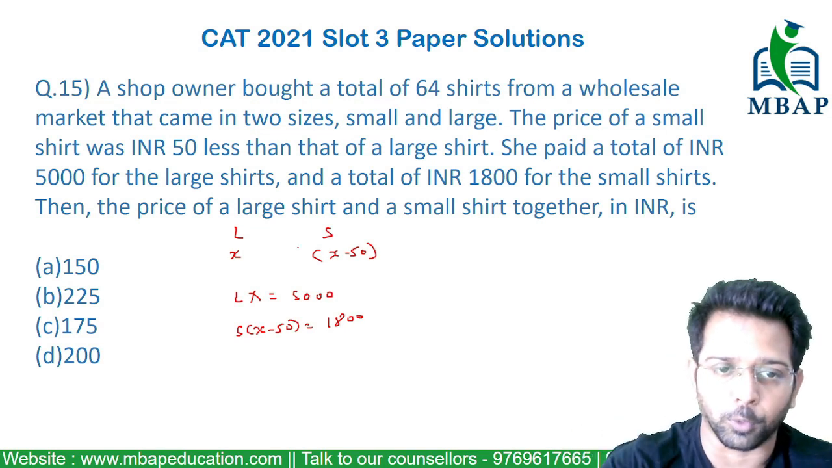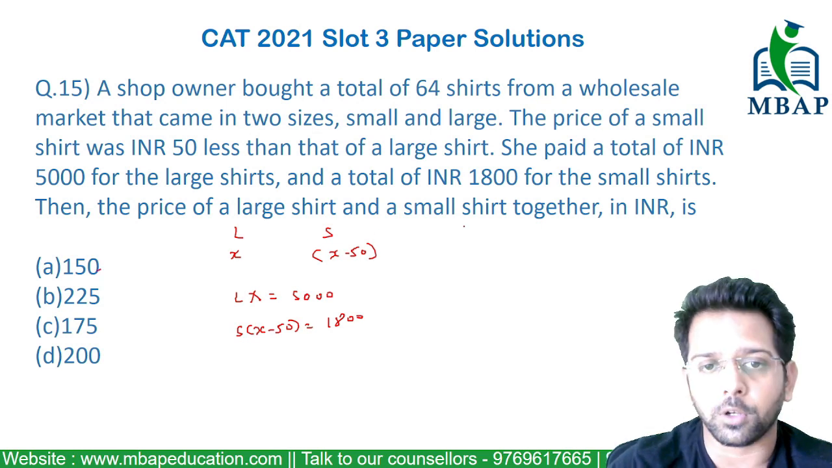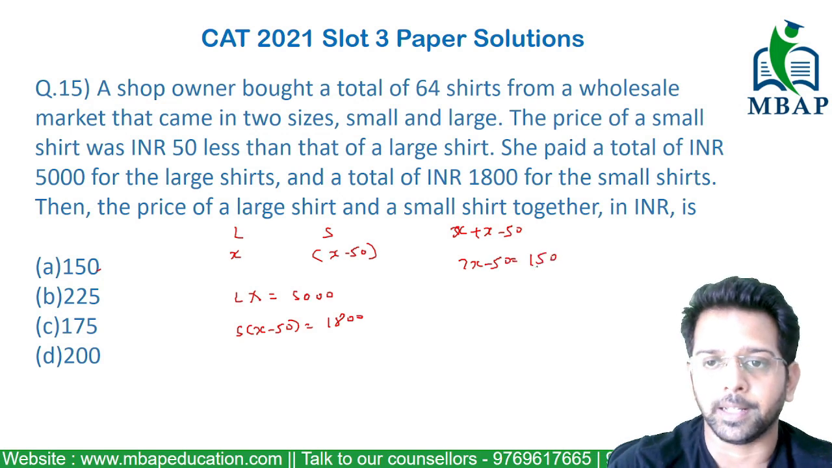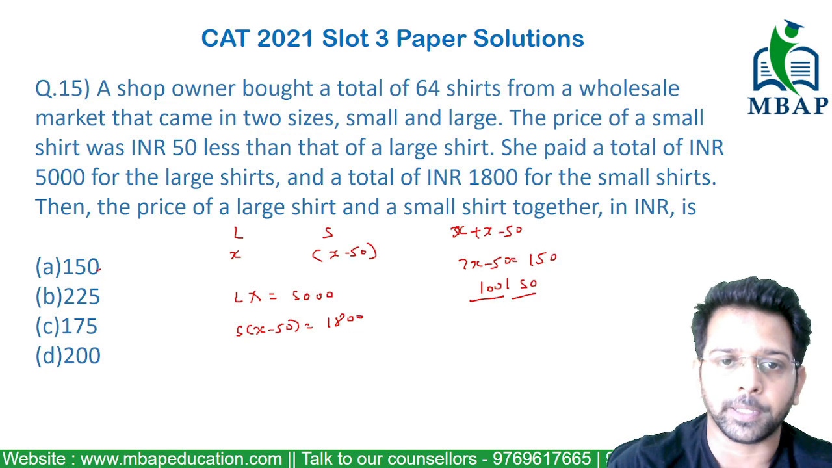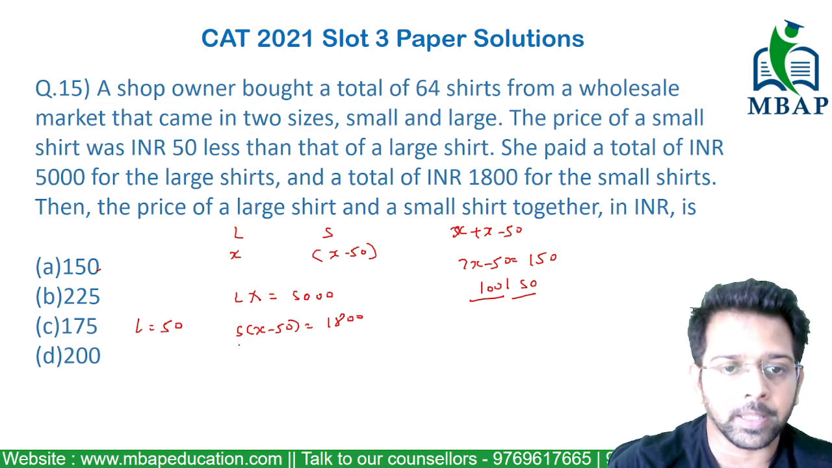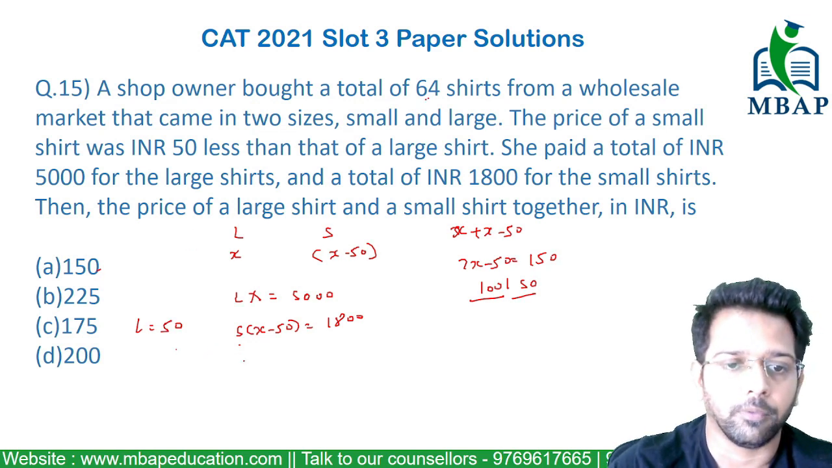Now you cannot solve both of them, it's going to take a lot of time, so possibly we'll use the options to solve them. Now the sum total price of large and smaller will be how much? It will be X plus X minus 50, which is 2X minus 50. If I go ahead with option number 1, which is 2X minus 50 equal to 150, you'll find X to be 100 and X minus 50 as 50. If I substitute X as 100, then the large quantity is coming out to be 50. If I substitute large quantity as 50, then the smaller one will be 64 minus 50, because the sum total is 64, which is 14.